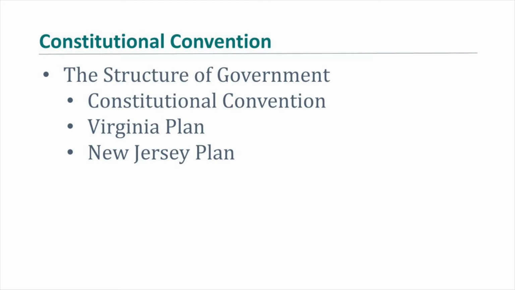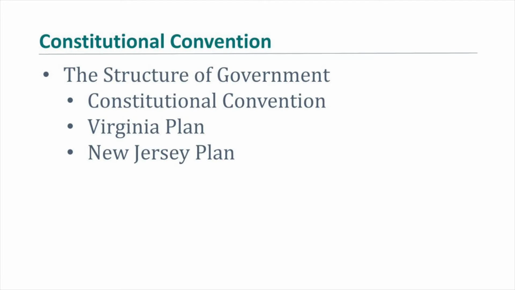Debate centered on how to balance the federal and state governments and the interests of small and large states. Madison's Virginia plan proposed the creation of a two-house legislature with a state's population determining its representation in each house. Now, smaller states feared domination by the more populous states, and they countered with something called the New Jersey Plan, calling for a single-house Congress in which each state cast one vote.